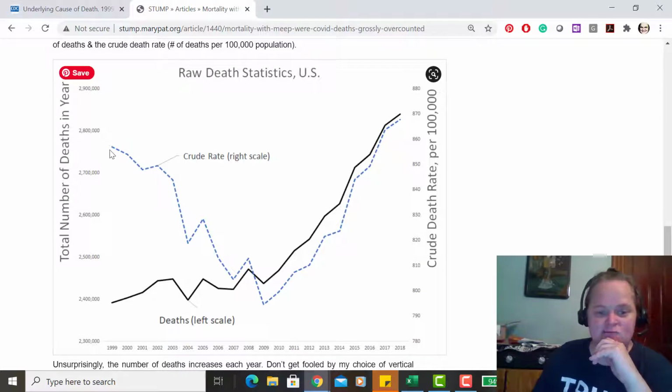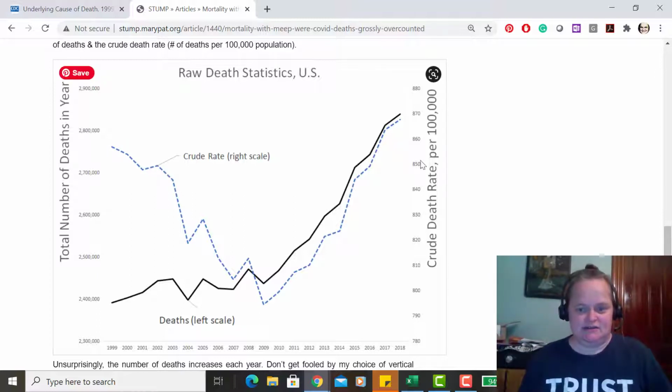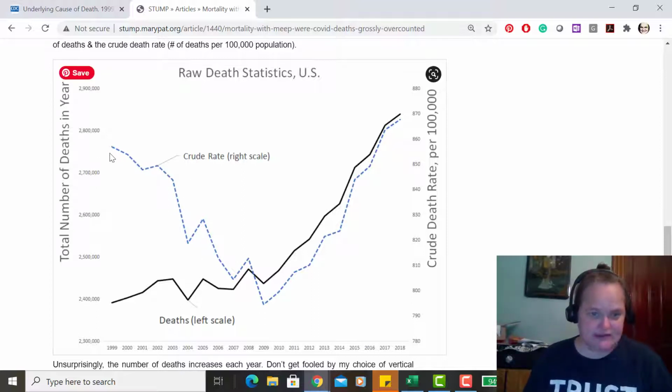But then we have this crude rate. And so that's the number of deaths divided by the population times 100,000 to get this rate. And you can see it's less than 1%. So if this were 1,000, that would be 1%. So less than 1% of the population usually die. That said, we see the rate going down. It was at about 860, and then it comes down to just a little under 800, and it's been increasing up, so 870.